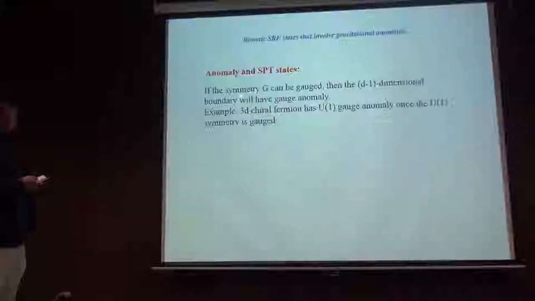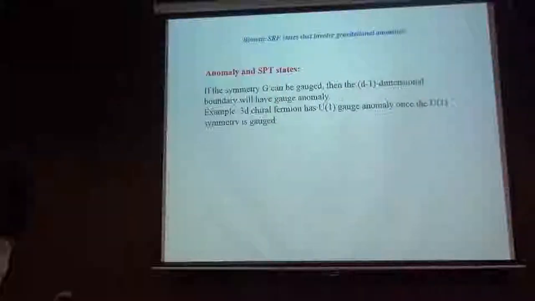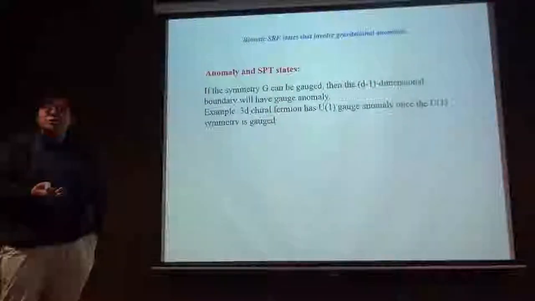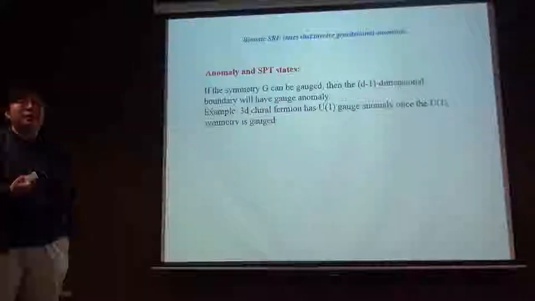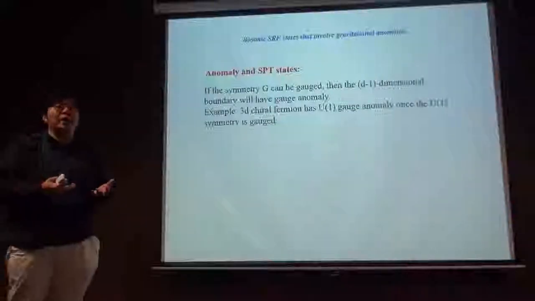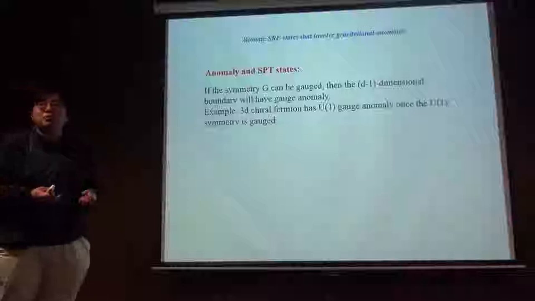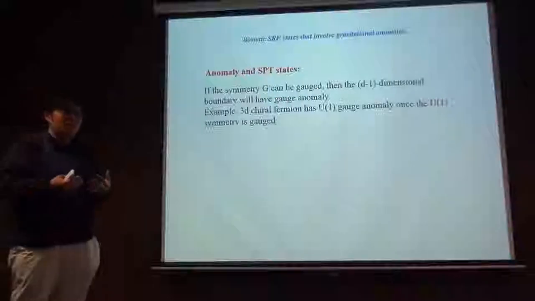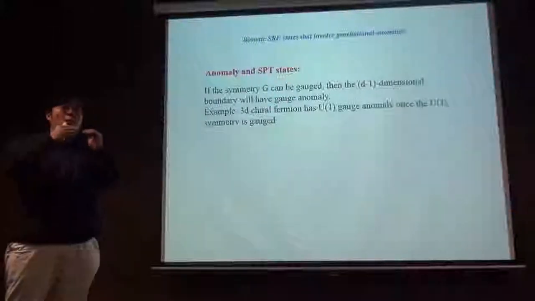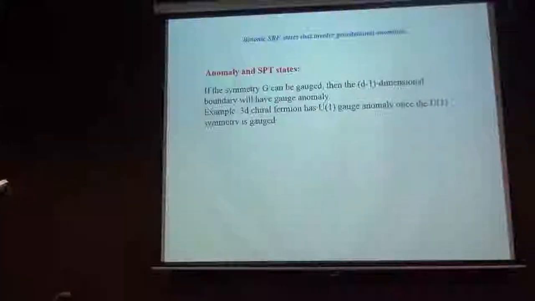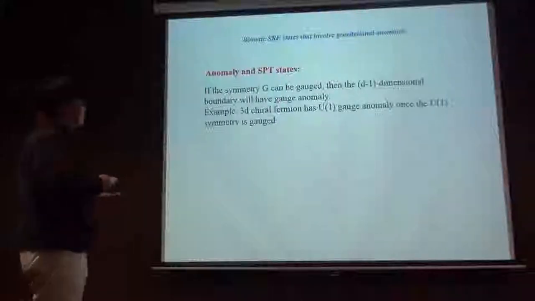Yeah. Okay. So how do we see the anomaly? If the global symmetry G can be gauged, which means that if I can couple the system to a gauge group, which enhances the global symmetry G to a gauge symmetry, then this d-1 dimensional boundary field theory must have gauge anomaly. Okay, this is one way to do that. But it's not general enough because there are some symmetries that we don't really know how to gauge. The time reversal symmetry, I mean, we don't know how to gauge that. But for those symmetries that we can gauge, if I only gauge one of the two boundaries, then this theory must have anomaly. For example, the 3-dimensional chiral fermion will have a U1 gauge anomaly once this global U1 symmetry is gauged.